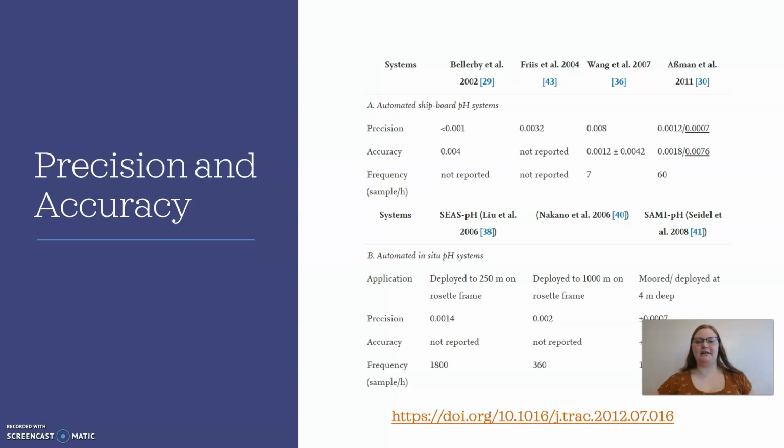But if we look at the automated in situ pH systems, these are ones completely by themselves. No humans with them for a while unless they come back and check on them. You can see that the precision is much better among these systems.